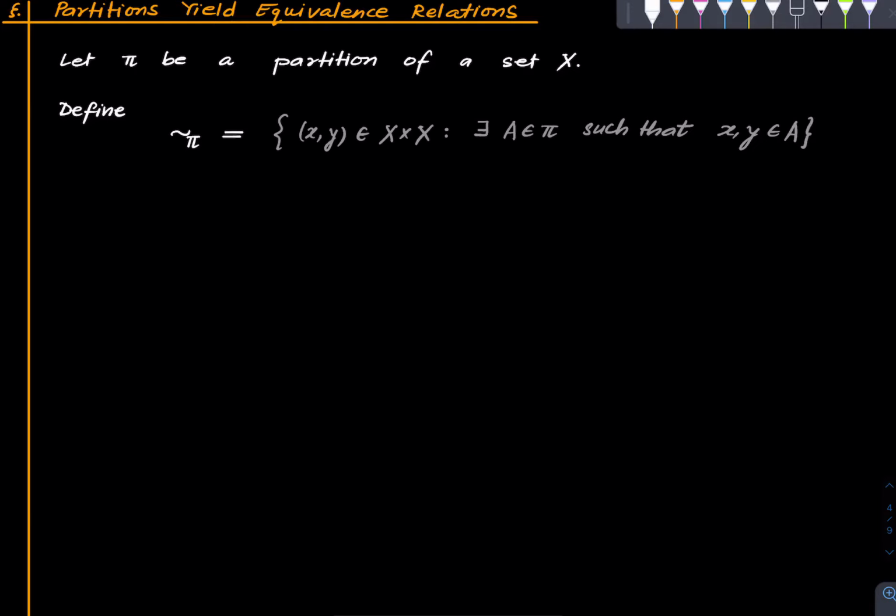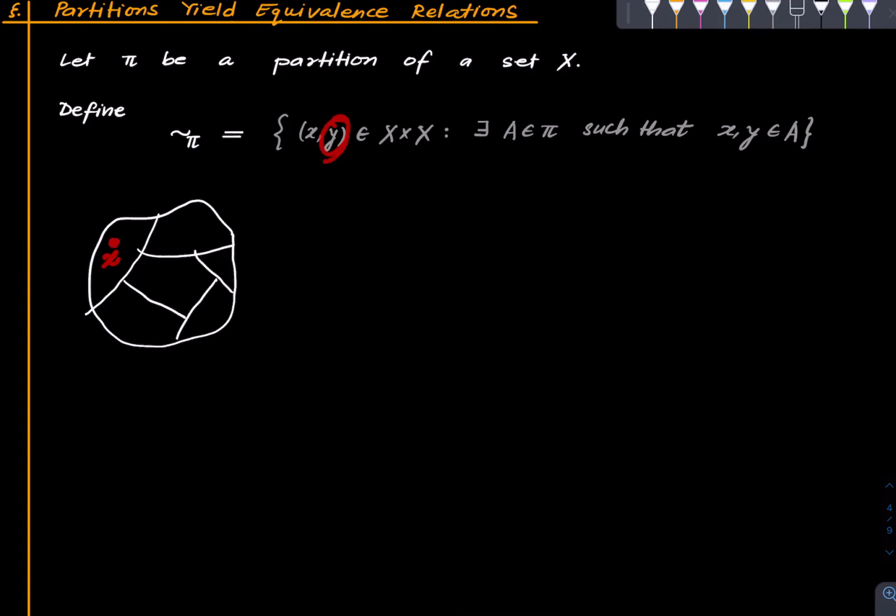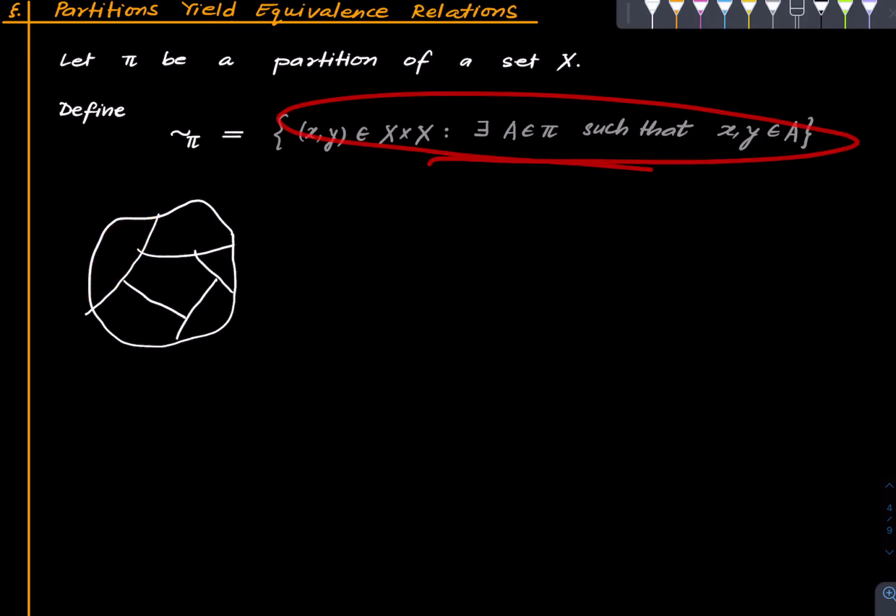So what's going on? We have our set X and some partition has been given. I can only draw a finite partition, of course. Now suppose you have an element x here. What is it related to? What are all the things that it is related to? It is related to those things which share its part. So x is lying in this part, and all the things lying in this part are those things which are related to x. That's the definition. That's what we have written here.